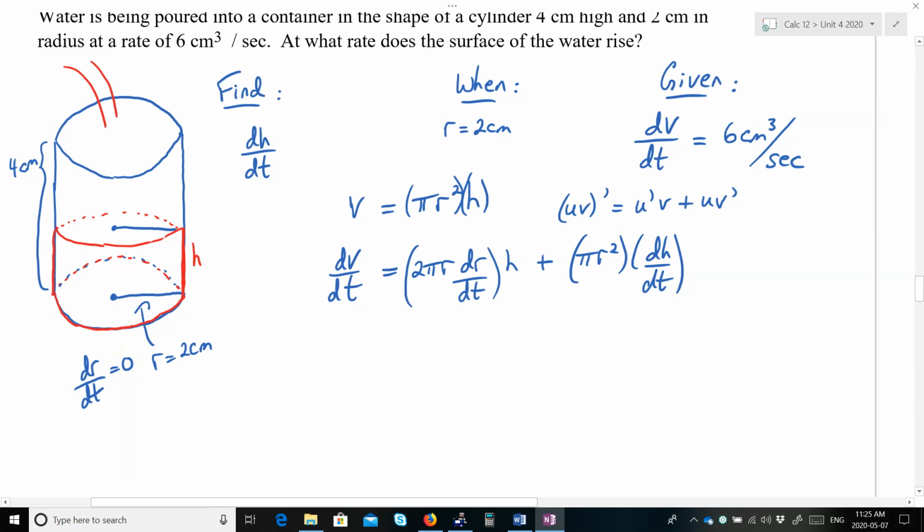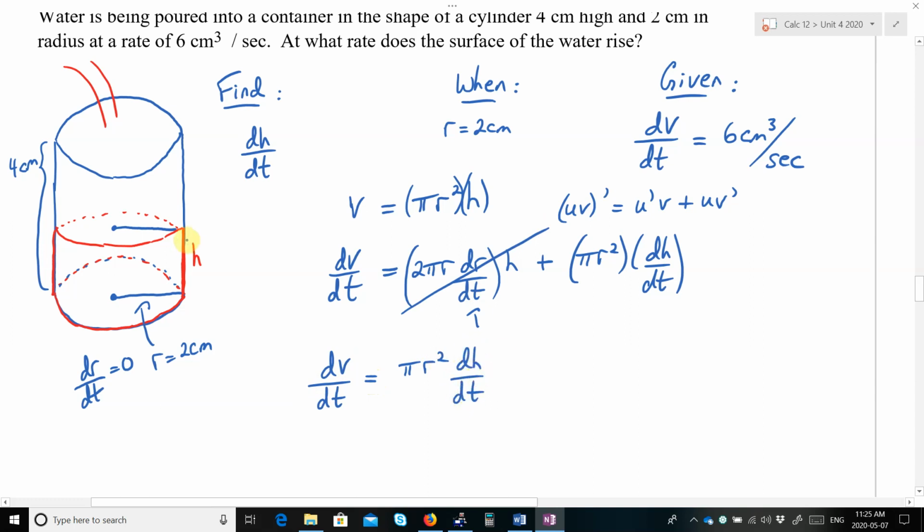Centimeters per second or whatever, right? Okay, so dr/dt is 0, and dr/dt is right here. 0 times all of this other stuff, that's going to knock off that whole term. So the change in volume with respect to time is equal to pi r squared dh/dt.